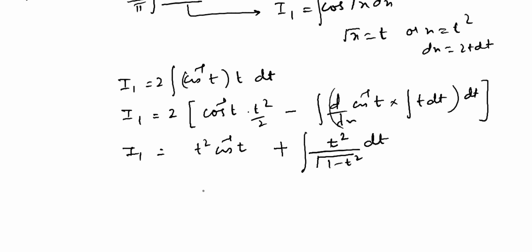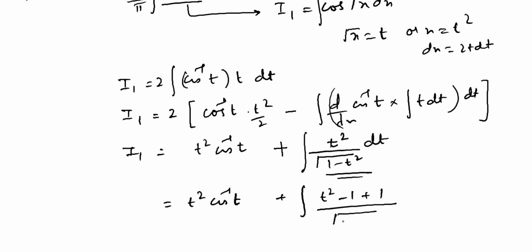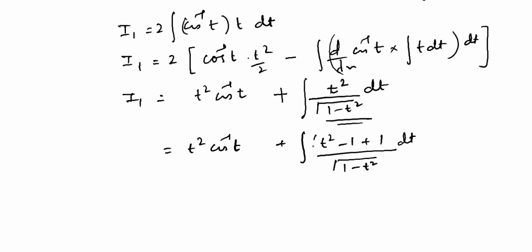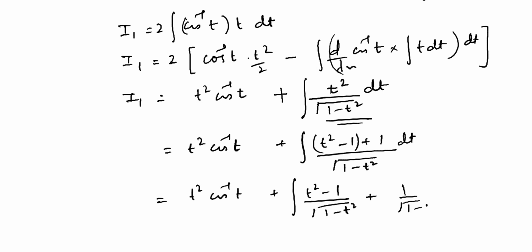Further, to integrate this value, t square cos inverse of t remains as it is. I am going to subtract 1 and add 1 in the numerator, and the denominator remains as it is. Now I am going to divide them individually. So I am going to get t square cos inverse of t plus (t square minus 1) upon under root of 1 minus t square plus 1 upon under root of 1 minus t square dt.